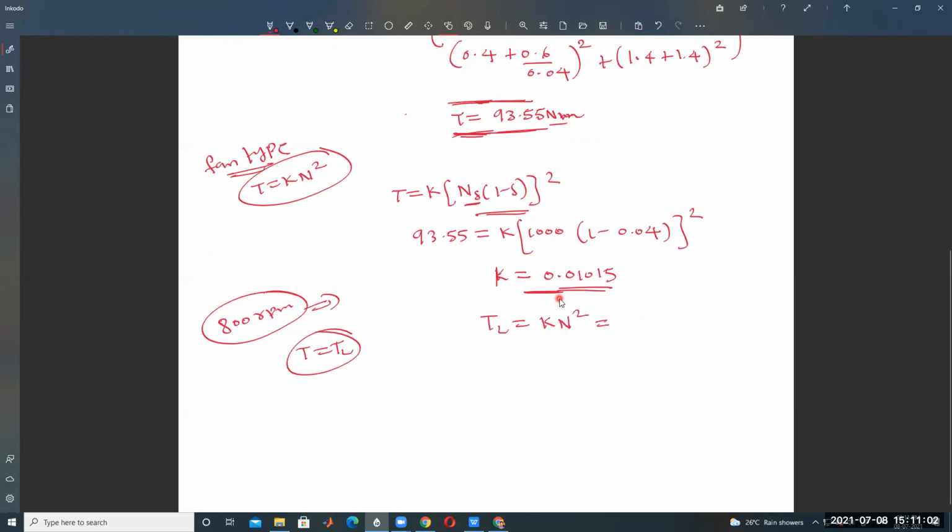K is called this. And this means at 800 RPM, what is the torque? So 800 squared. Tell me what is the load torque here? 0.000115 into. Tell me. What is the load torque?